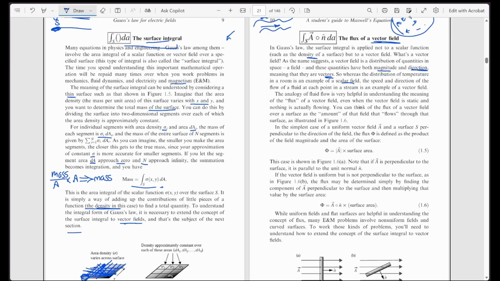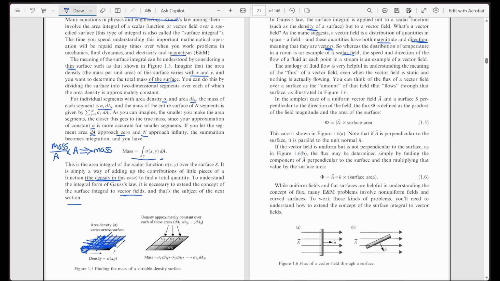The analogy of fluid flow is very helpful to understand the meaning of the flux of a vector field, even when the vector field is static and nothing is actually flowing. So it's just an analogy to help us, but nothing is actually flowing. You can think of the flux of a vector field over a surface as the amount of that field that flows through the surface. So we could imagine that the electric flux is the amount of field that flows or just passes through the surface.